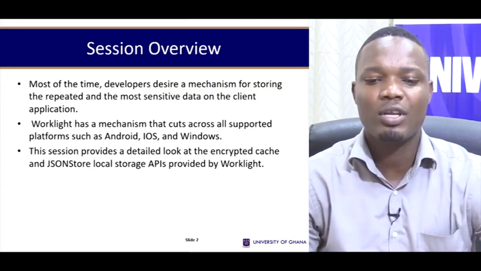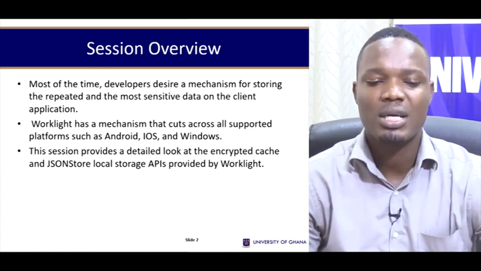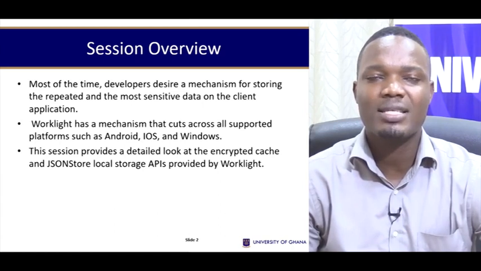Most of the time, developers crave a mechanism for storing the repeated and the most sensitive parts on the client-side application. Because of this desire, Worklight has a mechanism that cuts across all supported platforms such as Android, iOS, and Windows. This session provides a detailed look at the encrypted cache and the JSONStore local storage APIs provided by Worklight.